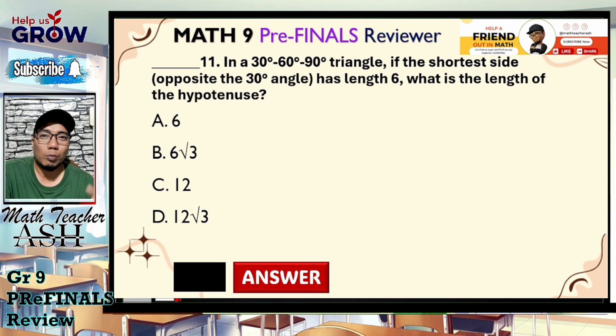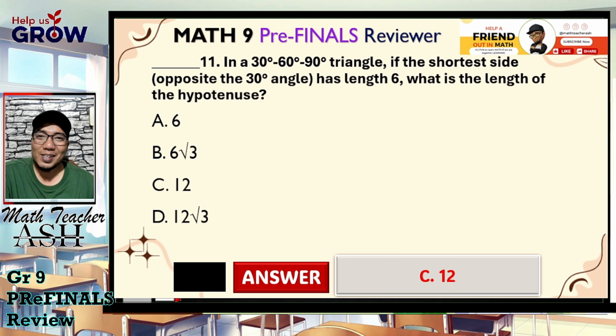So we just need to multiply it by 2. So 6 times 2, that is 12. Letter C is the correct answer. Let's check whether we are really correct. Easy, right? So now let us go to question number 12.